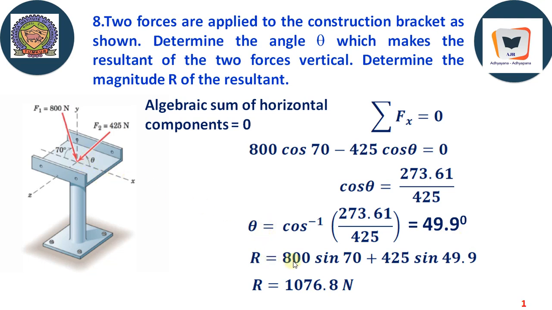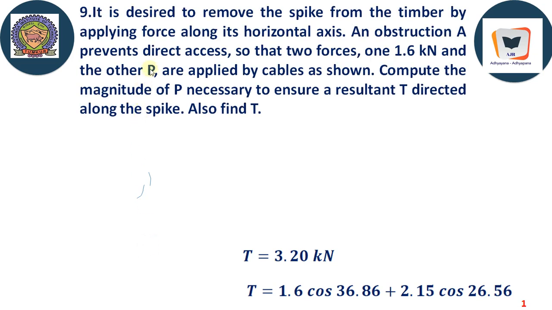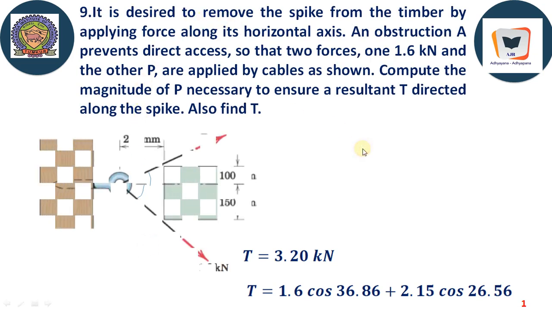degree. Therefore R is the algebraic sum of the vertical components. It is 800 sine 70 acting vertically down, 425 sine 49.9 which is also acting vertically down. Therefore we will get an R value equal to 1076.8, which is like this, which should be acting somewhere like this here at the point of concurrency, right? That is the resultant.